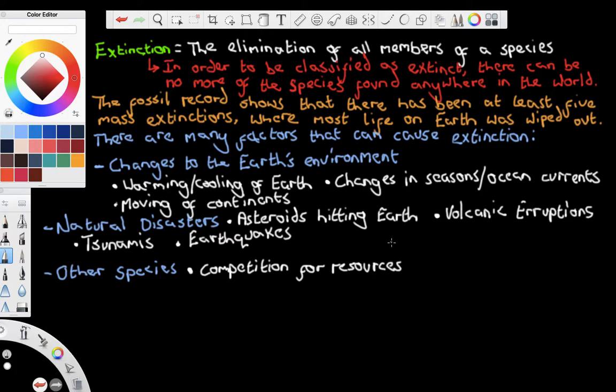And we can also say new predators. So if we add a new predator to an area that eats all of a certain species, this can make them extinct. Humans have eaten lots of animals into extinction. The giant tortoise on the Galapagos Islands, I believe, was eaten into extinction by sailors. The final one is the introduction of new diseases.